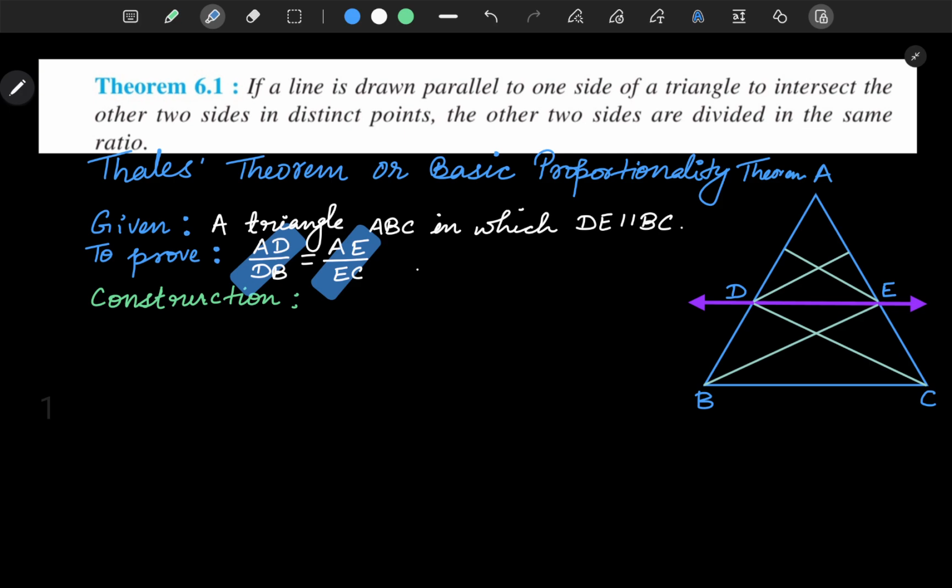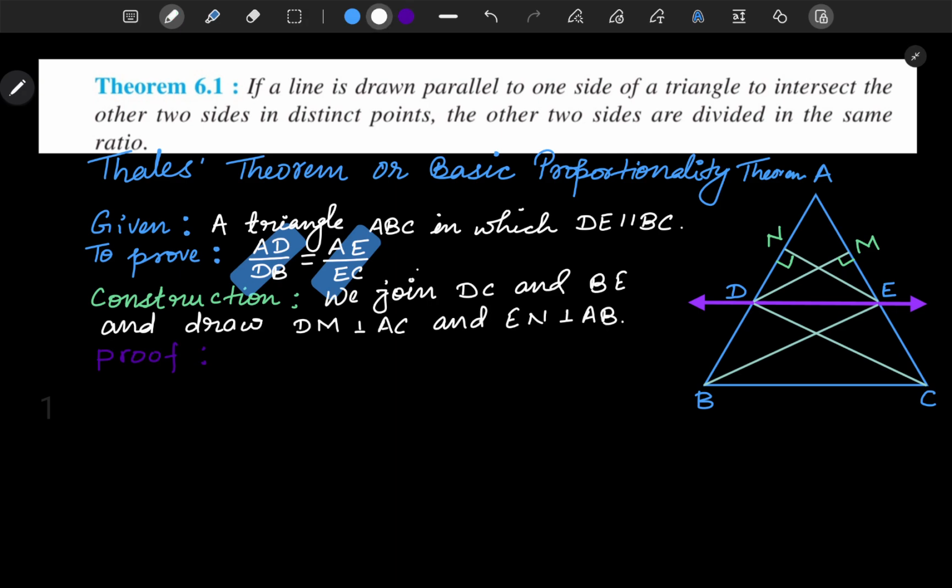For proving this, we need a construction to be done. So what is the construction? We will join D to C and B to E, and a perpendicular will be drawn from D to M. As you can see, DM perpendicular to AC, and EN perpendicular to AB. So these two constructions are required, and we'll write it here. Next we move to the proof part.